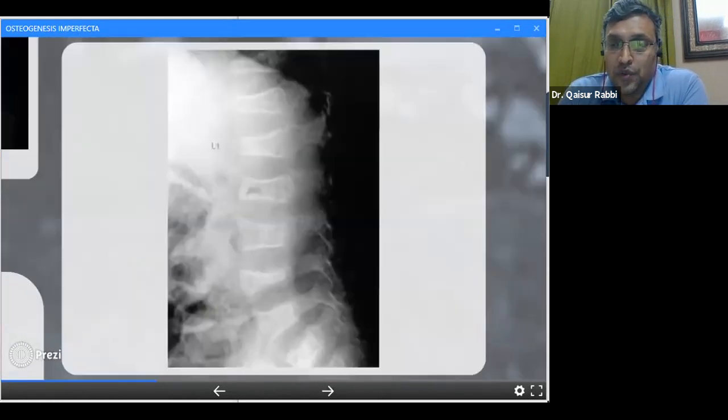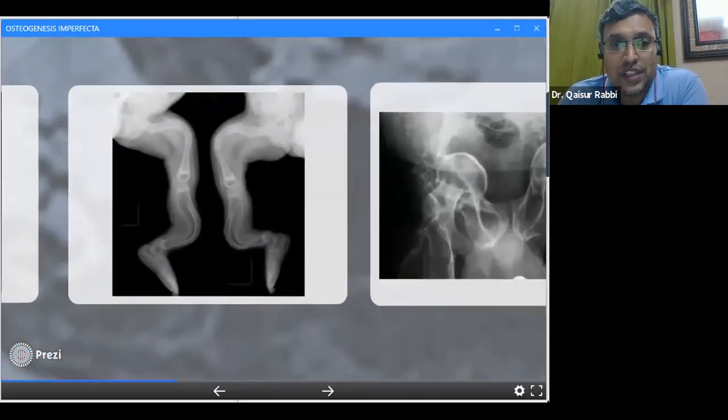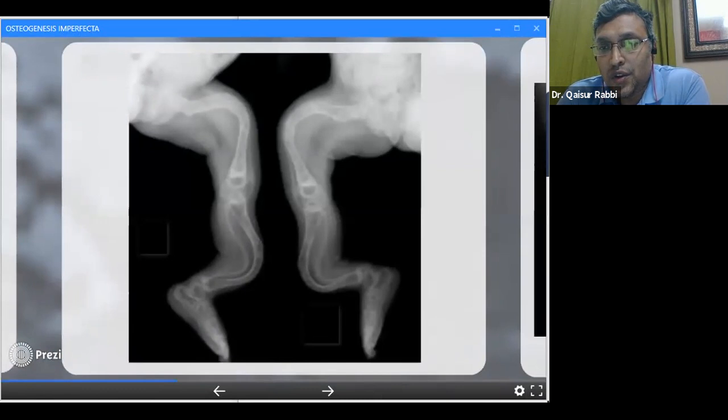Like this, sometimes we find, when these children are mobile, the spine is collapsed, as the bone is soft. Sometimes the child presents with X-rays like this. It looks like an X-ray of a serpent. All the long bones, that means both the femur and the tibia and fibula, are bowed, as if they were bent with some metal or some machinery.